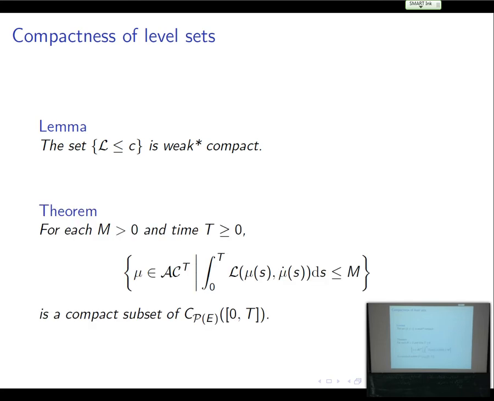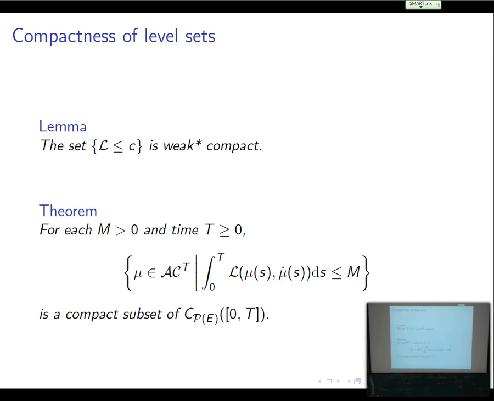Secondly, we know much more. So suppose that I give a positive M and some fixed time t. If I look at all trajectories that are absolutely continuous up to time t, that have Lagrangian cost bounded by M, then this set is actually a compact set in the space of continuous trajectories on P E, or also in the Skorokhod space on P E. Okay. So these are two properties that we really want to have.